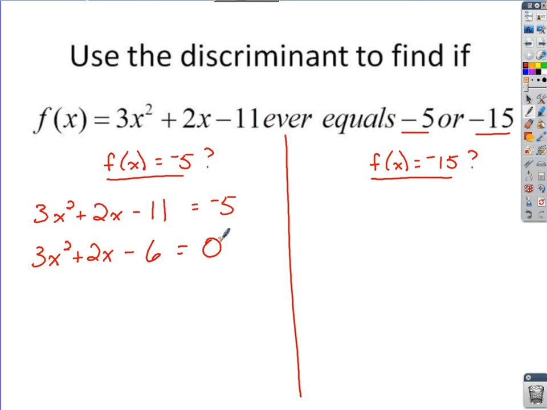But once again, we are not solving for x here. We're just trying to use the discriminant to see if it is ever going to be possible that the value of the function equals negative 5 in the first place. So, using our discriminant, which is b squared minus 4ac, plug in our corresponding values for a, b, and c based on the form 3x squared plus 2x minus 6. So b is going to be 2, 2 squared is 4, minus 4 times a, which is 3, times c, which is negative 6.